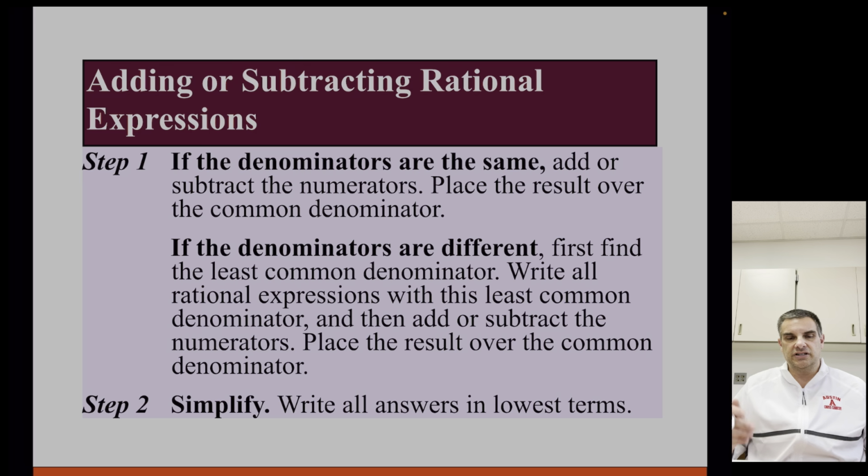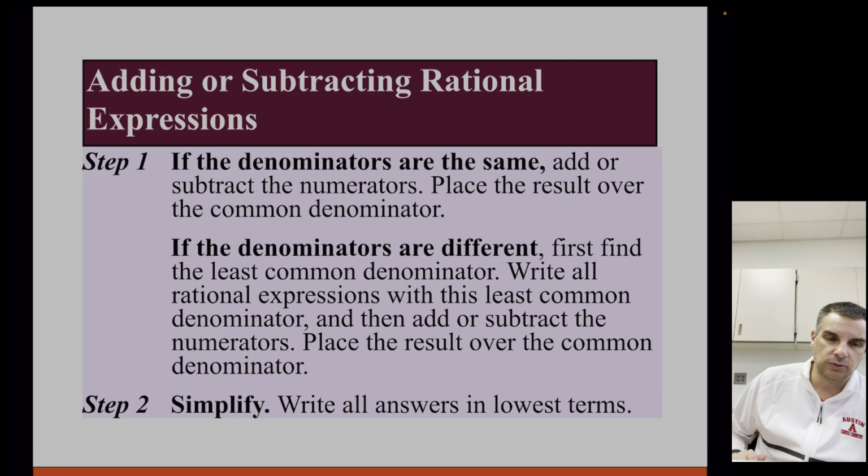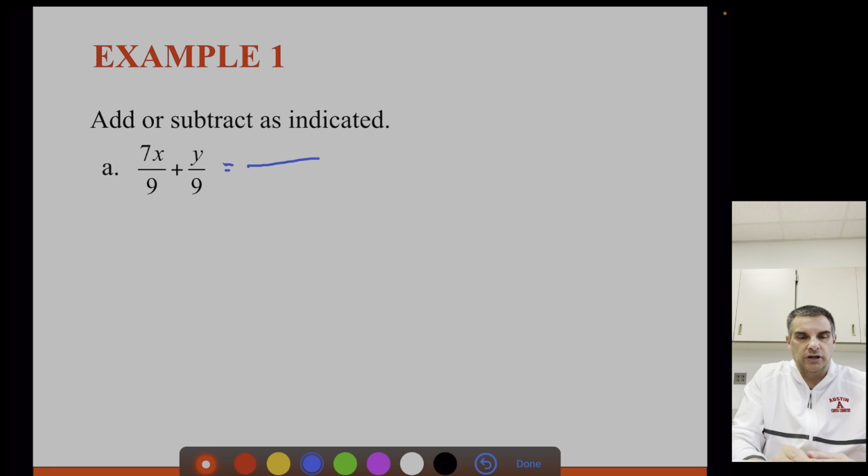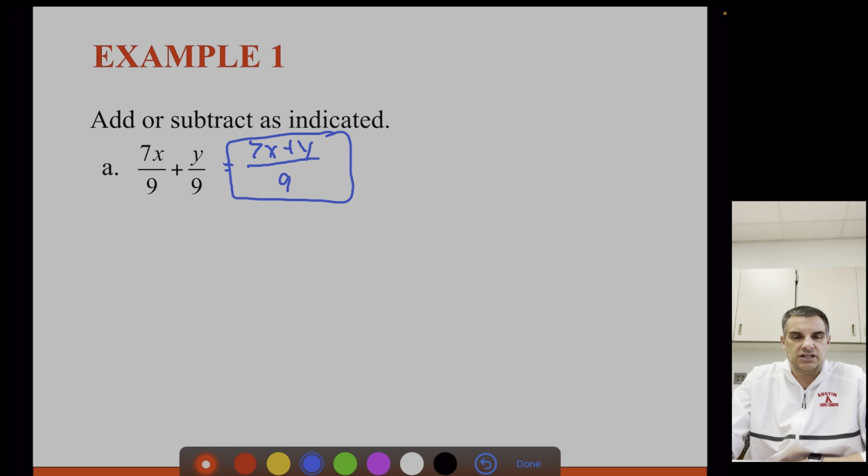What we'll do tomorrow, if they're different, you're going to have to find a common denominator. And then simplify always into lowest terms. Everything we do today is going to be the same. So if we have 7x over 9 plus y over 9, check to see if the denominator is the same. It is. It's 9. Since the denominator is 9, you're just going to perform the operation in the numerator. Denominator stays the same. So 7x plus y, you can't combine them. So your solution is just 7x plus y over 9. It can't be reduced, so you're done.